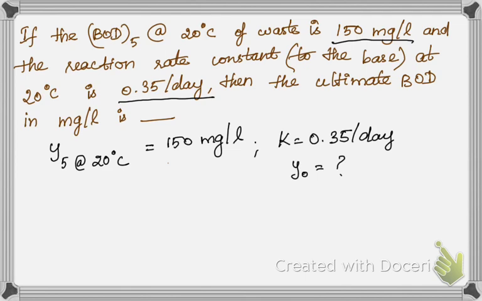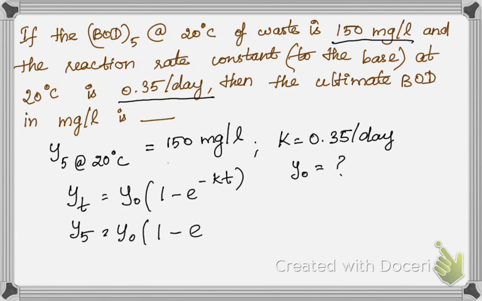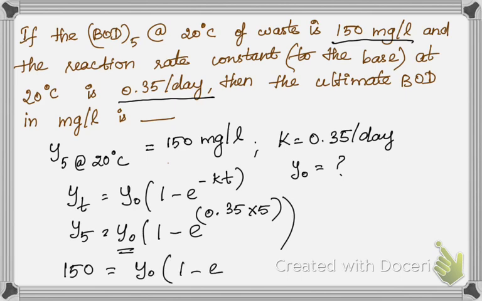Since the temperature is given as 20 degrees Celsius, we can straight away take down the formula and use it. So the formula will be Yt is equal to Y0 into 1 minus e power minus Kt. Here t denotes your 5-day BOD. So we can rewrite it as Y5 is equal to Y0 into 1 minus e power minus 0.35 into 5. So I know all the values except Y0. So Y5 is 150, Y0 into 1 minus e power minus 0.35 into 5.